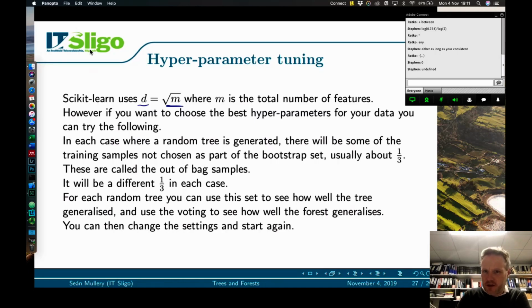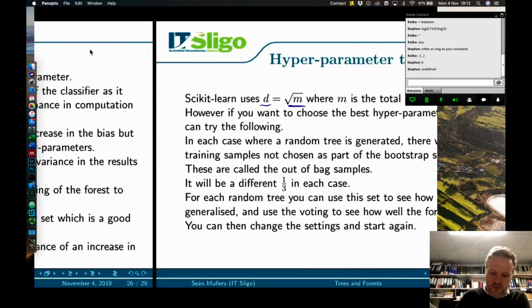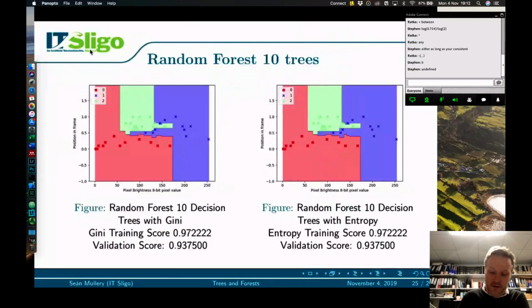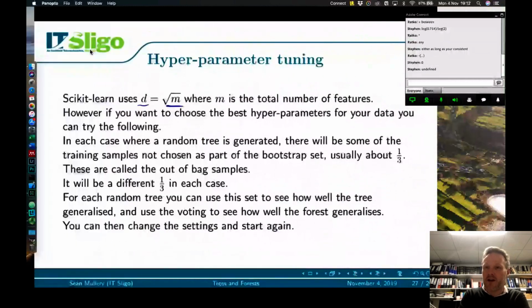If you want to choose the best hyperparameters for your data, and go a little beyond what scikit-learn does as a default, you can try the following. In each case where a random tree is generated, some of the training samples will not be chosen as part of the bootstrap set, as we showed earlier. I went a bit overboard here, with 5, 3, 2, and 1 not chosen, just to prove the point. It'll be far fewer than what I've shown there, more likely maybe a third of them won't get chosen.